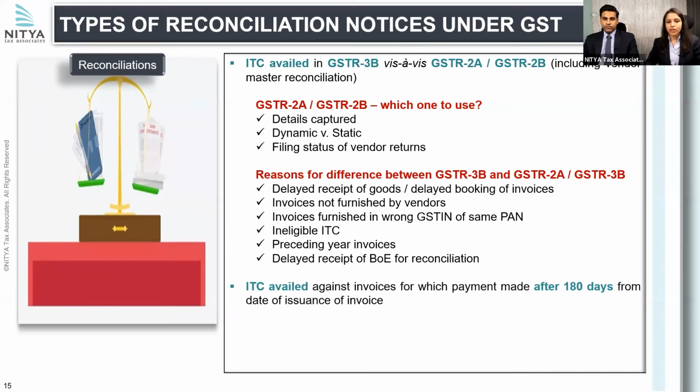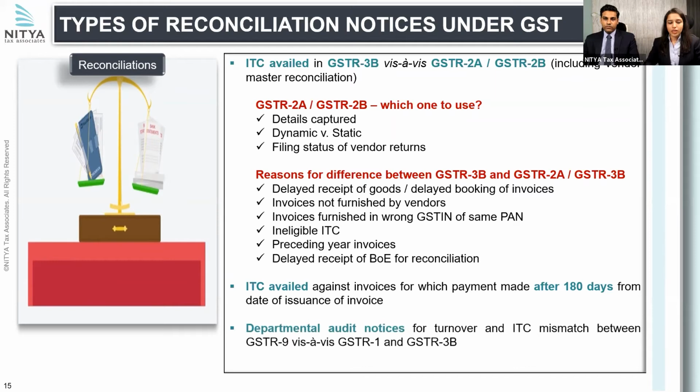Next reconciliation on inward side is ITC availed against invoices for which payment is made after 180 days from date of issuance of invoice. Departmental audit notices for turnover and ITC mismatch between 9, GSTR 1 and 3B. These are the recent departmental audit notices that most of the taxpayers have started receiving. It's important that we keep preparing our reconciliations in a timely manner to ensure that we are ready with robust documentation while filing the replies to the departmental audit notices.